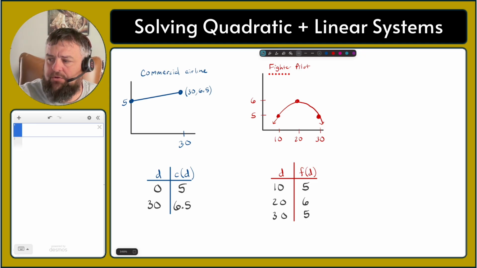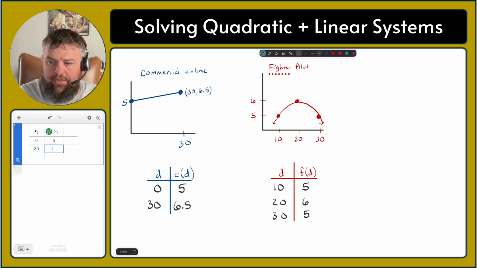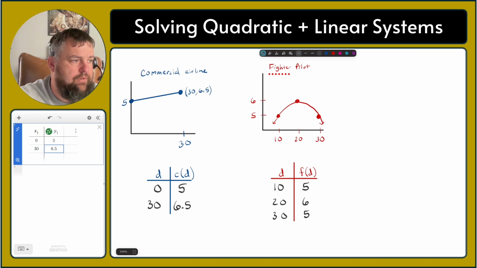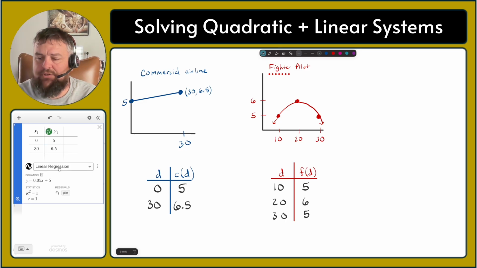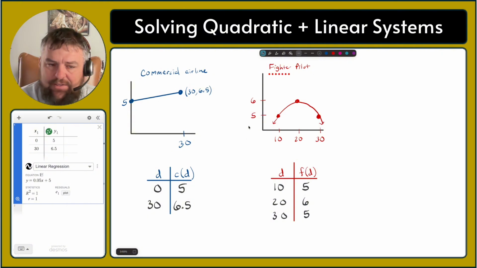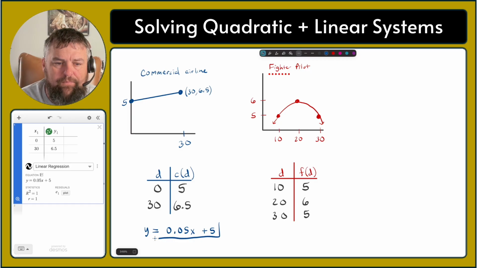So first thing I'm going to do is set the table here, x1, y1. This is going to be my commercial airline here. So (0, 5) and (30, 6.5). Okay, and then I'm going to use the regression function here. So we're going to add a linear regression of 0.05x plus 5. So the function that represents the commercial airline is y equals 0.05x plus 5. So we'll go ahead and draw a box around that.